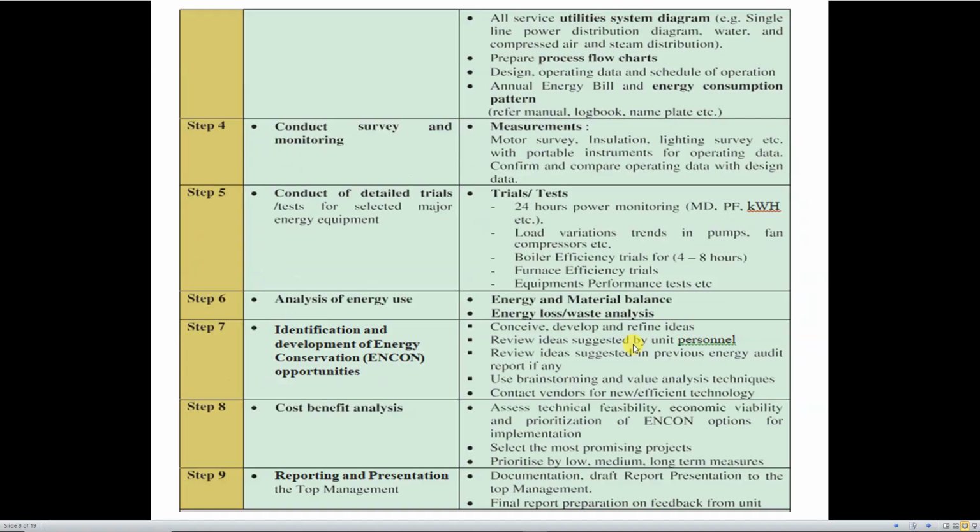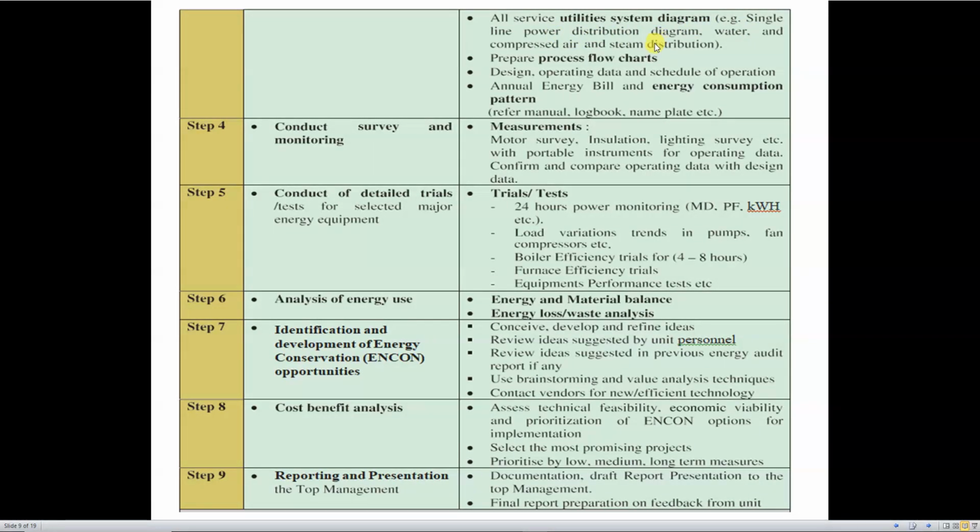The next result is the all service utilities system diagram. For example, we have already seen the single line diagram in chapter number 2, which indicates the power flow from the generating station to the receiver end. At the generating station the voltage was 11 kilovolt. At the end, it is the same 11, and for the consumer it is 430 and 220 or 230 volt, single phase and three phase. That is nothing but the utility system diagram or single line power distribution diagram.